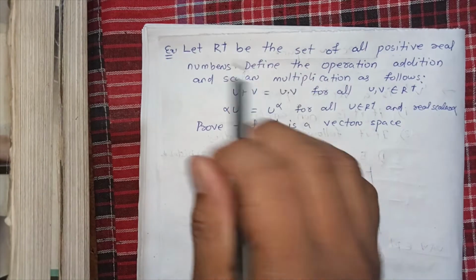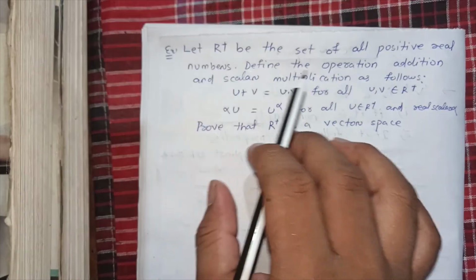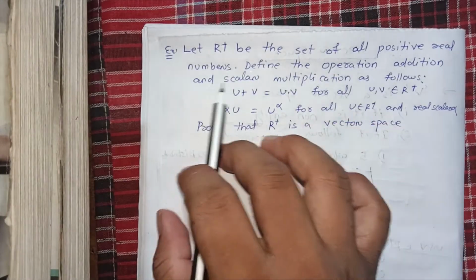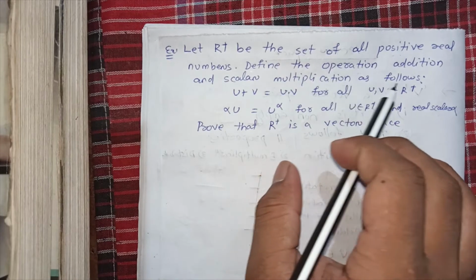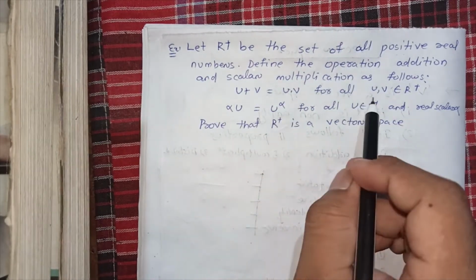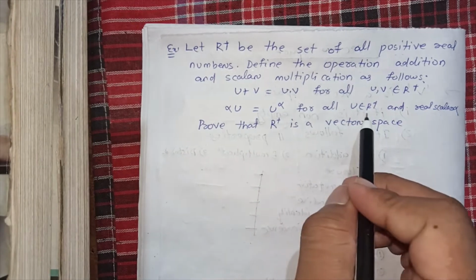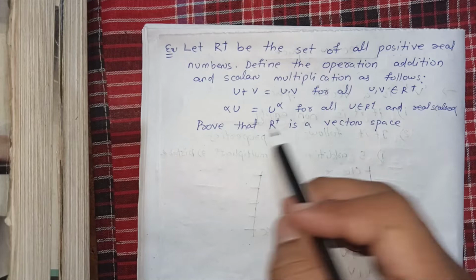So today's question is, let R plus be the set of all positive real numbers. Define the operation of addition and scalar multiplication as follows: u plus v is given by u into v for all u, v belonging to R plus, and alpha u is equal to u to the power alpha for all u belonging to R plus and real scalar alpha.